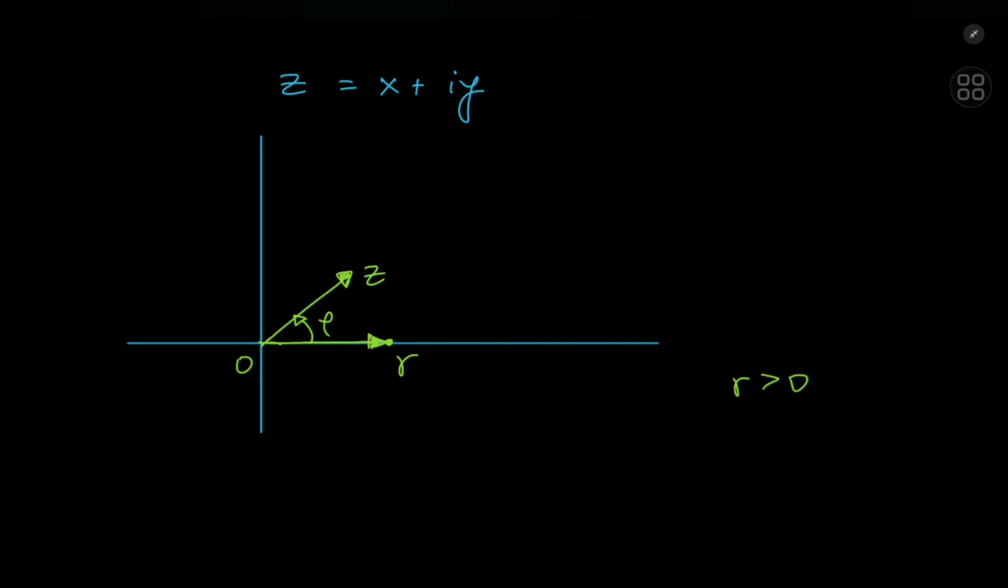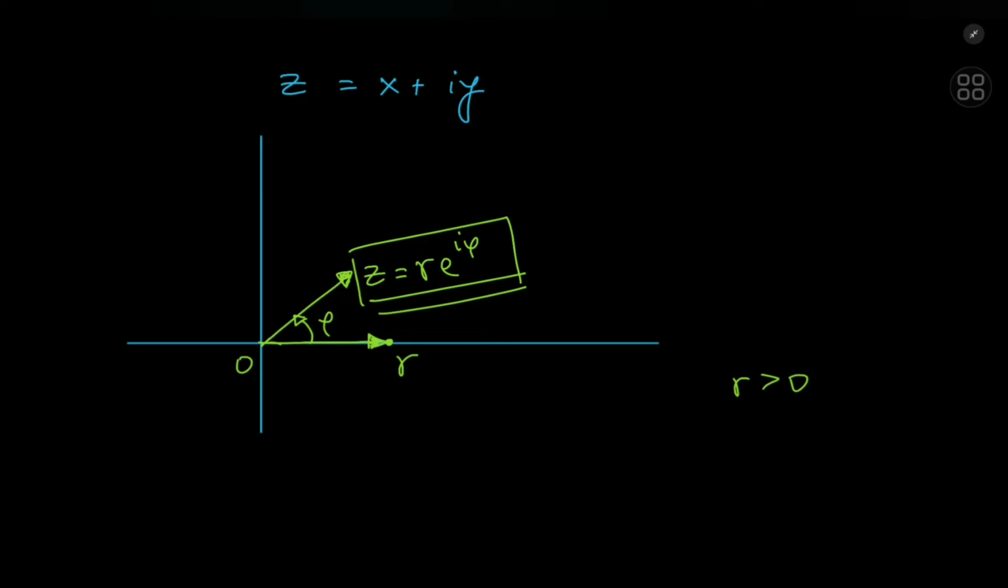But wait a minute, how exactly did I get this vector again? I got this vector by taking r and subjecting it to the rotation operator e to the i phi. So that means z and r times e to the i phi are exactly the same thing, and this is exactly what we call the polar representation of the complex number z.